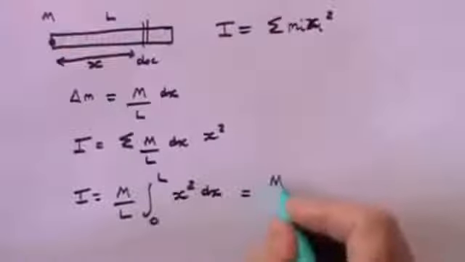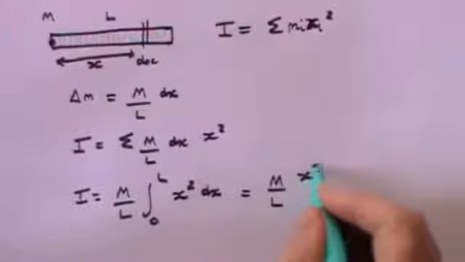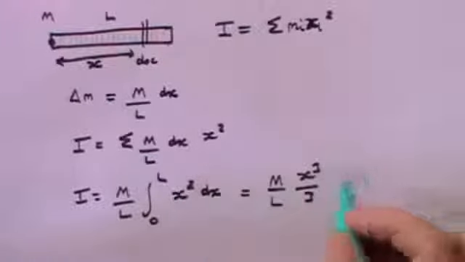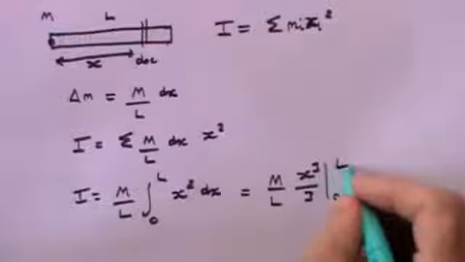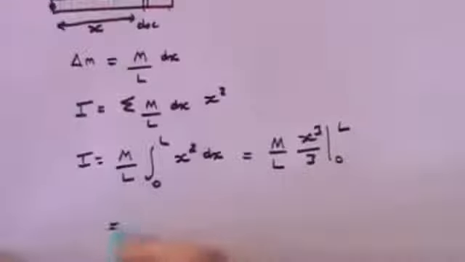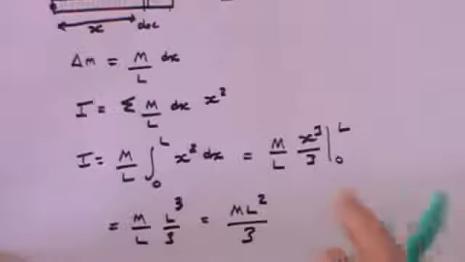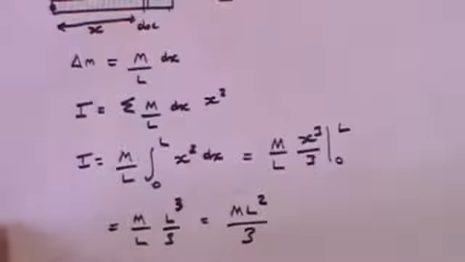And that is equal to m over L times x cubed over 3, because if you integrate x squared you get x cubed over 3, evaluated from 0 to L. And that will be m over L times L cubed over 3, or since one of the L's will cancel, that will be mL squared over 3. And that is the moment of inertia of a rod which is swivelling about one end.